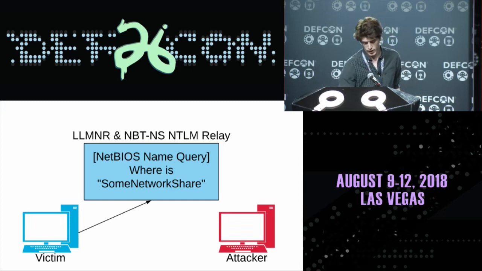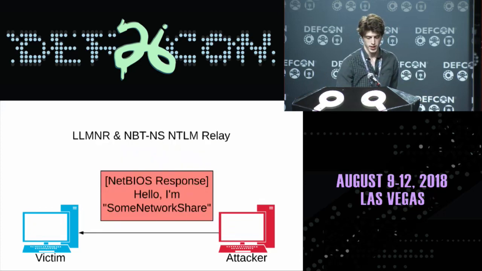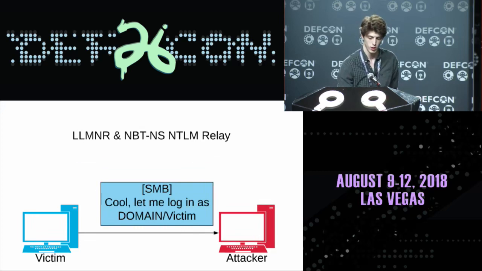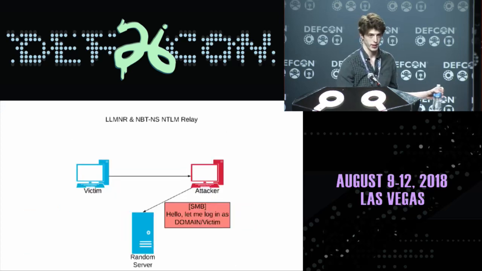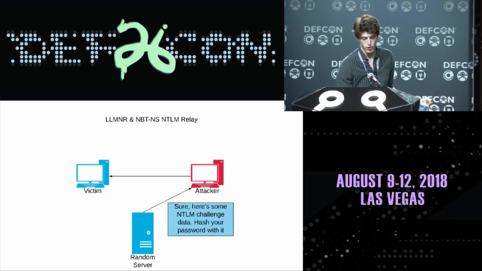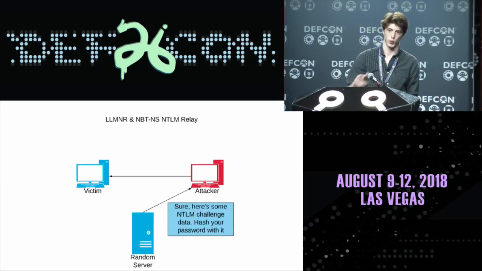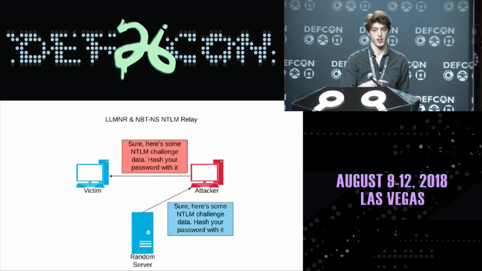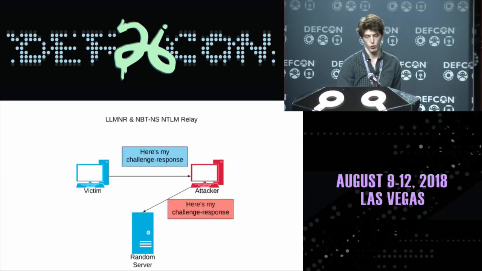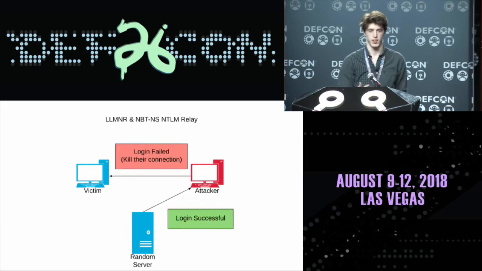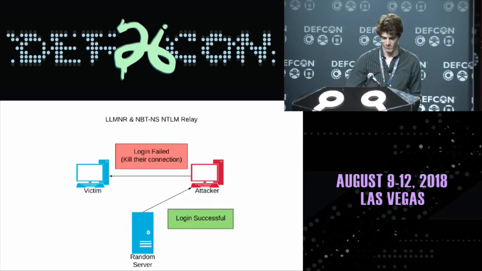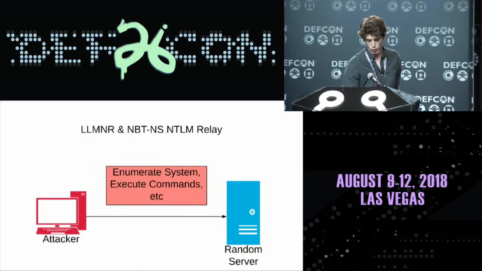In a nutshell, the attack works like this. A victim says, hey, where is my network share? An attacker says, hey, I'm totally that network share. Victim says, cool, let me log in. We then relay that to some random server we pick and say, hey, let me log in as this dude. Server says, yeah, that's cool, just hash your password with this challenge. We send that back to the victim. They comply. We forward that on to the server. Server lets us log in, and then we kick the victim. We ghost them. And once we have that connection, we can enumerate the system, we can execute commands, we can dump it. That's now our box if the person's a local admin.